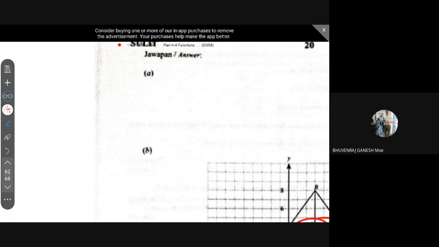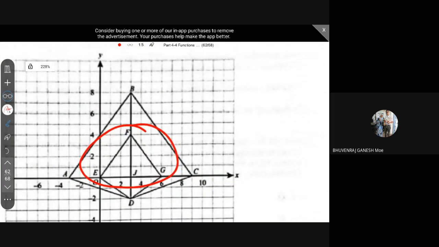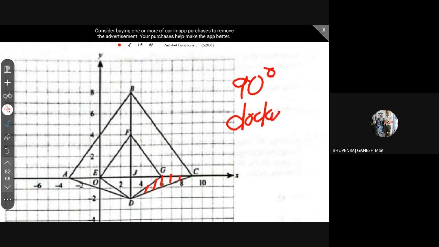Now we need to draw. Drawing on iPad is going to be a bit challenging, never mind. Draw the image of CDG under clockwise rotation. Okay, now we are doing rotation. So we need to look back at the diagram. CDG, let me see, where is it? Oh, okay, here. Very small. So CDG is this one. You want to go 90 degrees clockwise at center D, I think.